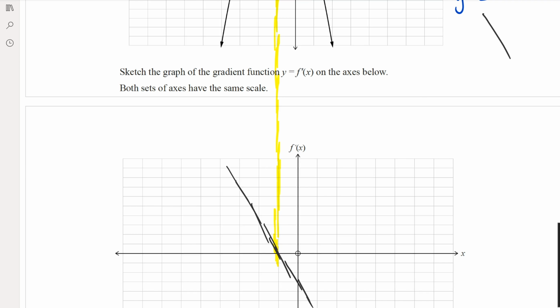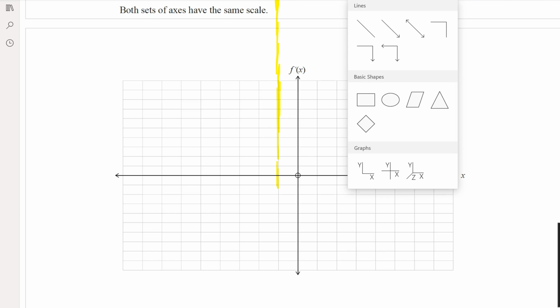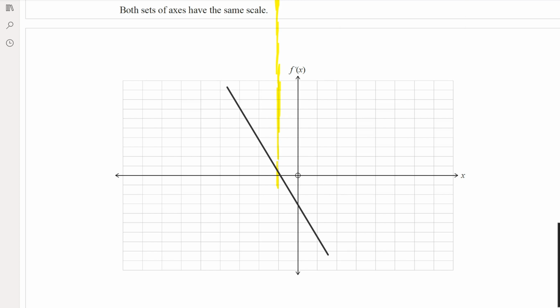I wouldn't sketch if I were you guys. I'd actually draw a straight line. All right, so it has to be a straight line. Where's my straight line? Yeah, I do. So something like that. But this is the problem, because it doesn't go through.